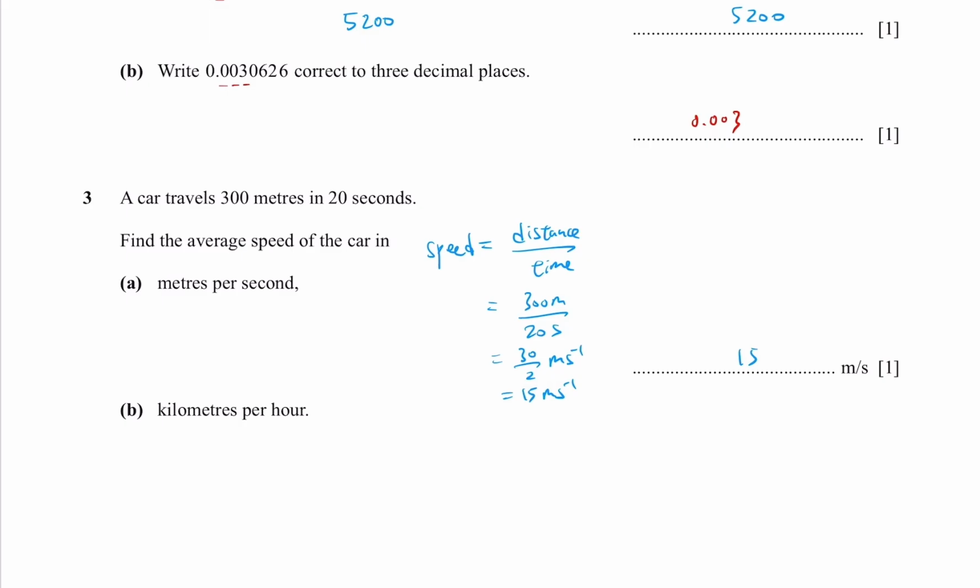And then we have to turn 15 meter per second into kilometer per hour. First, we know 1 kilometer is equal to 1,000 meter, which implies 1 meter is equal to 1 over 1,000 kilometer. 1 hour is 3,600 seconds, which implies 1 second is equal to 1 over 3,600 hour.